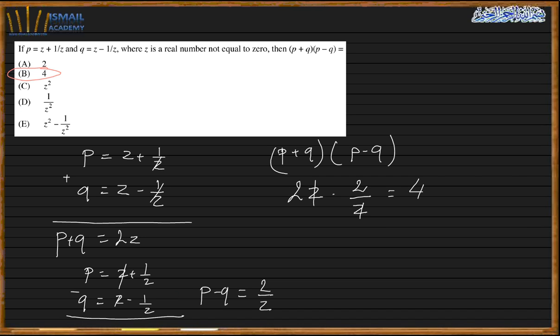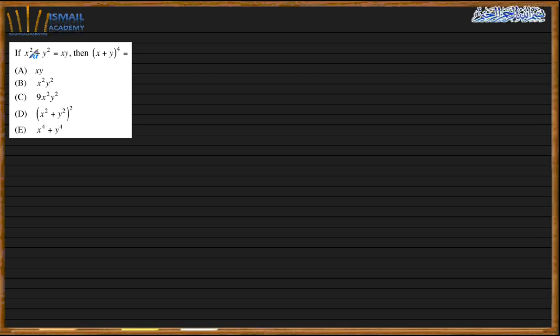Next question. If x squared plus y squared equals xy, then what is x plus y to the power 4? Alright, don't try to avoid this. Try to use this idea. Look, we have x squared plus y squared is xy. So use this idea. X plus y to the power 4 is square square.